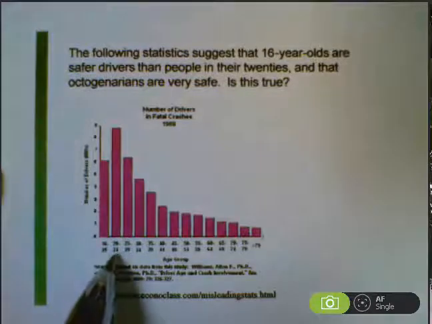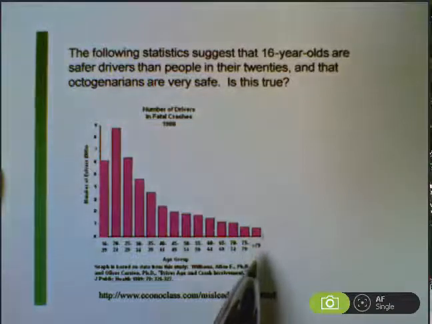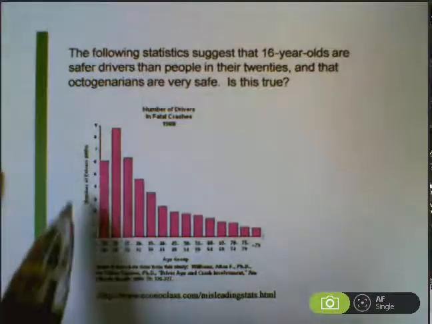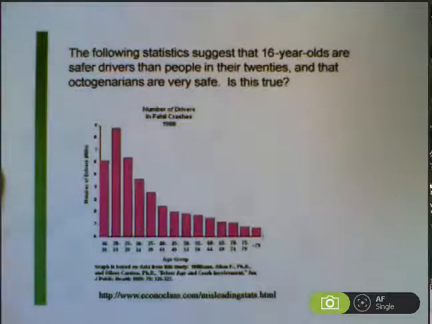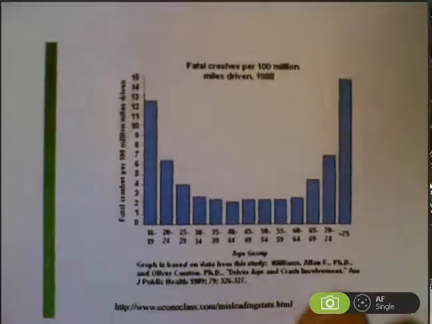There are many, many more 20 to 24-year-olds on the road than there are people over 79 or in their 80s or above. So we should not be looking at these raw numbers, these number of drivers who had crashes in each category. We should be looking at the percent of drivers who have accidents in each category.